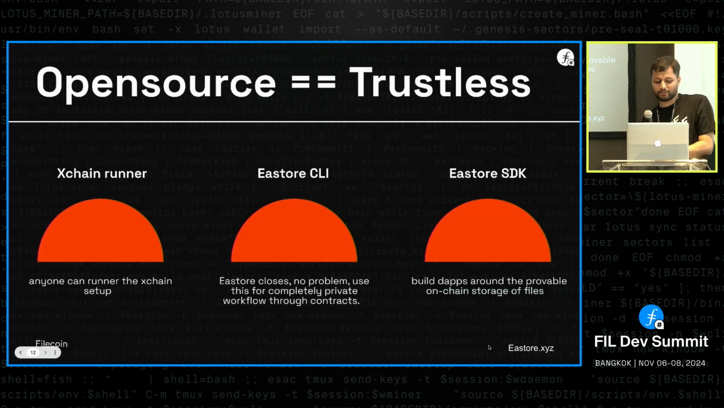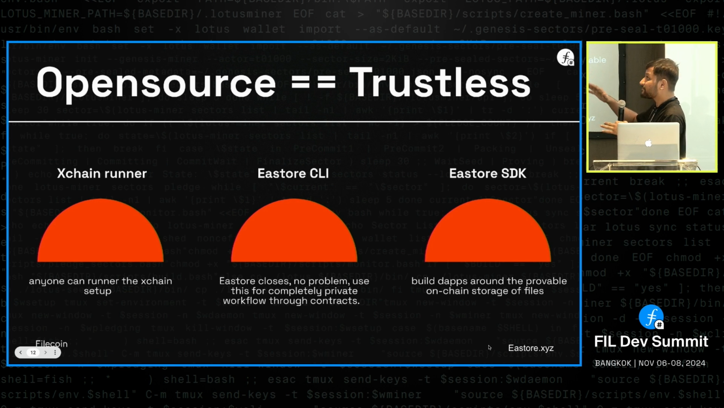And last and the most important thing, how do we ensure whether this whole flow is trustless? And our best way to do that is open sourcing everything. So all the flow that I showed, the backend that is being run, that would be open source, so anyone can go and run that backend.